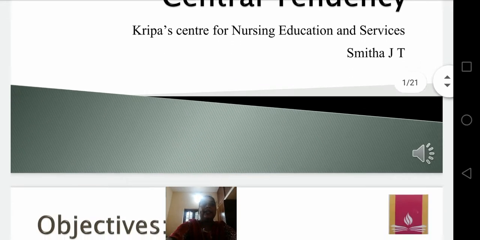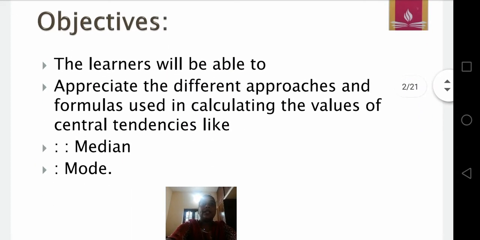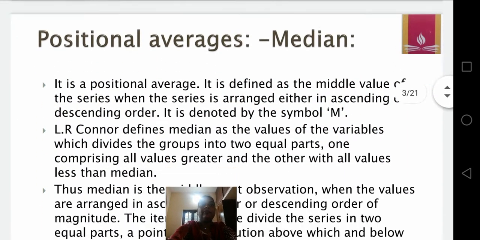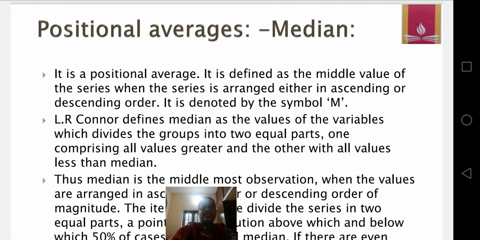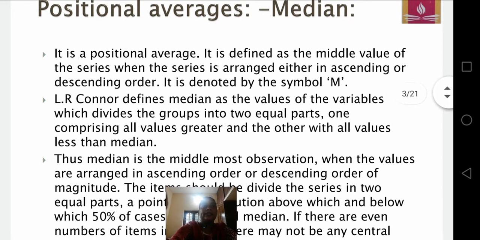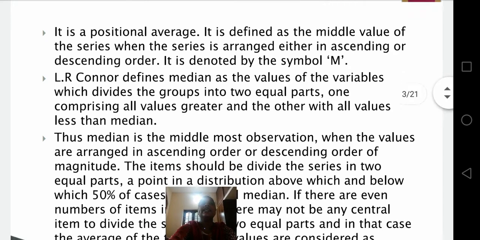Today we'll be dealing with the positional averages. Last session we discussed the measures of central tendency according to mathematical calculation. Here we identify the central tendency values based on their position. So before going into detail, let's see the definitions. It is defined as the middle value of a series when the series is arranged in either ascending or descending order.